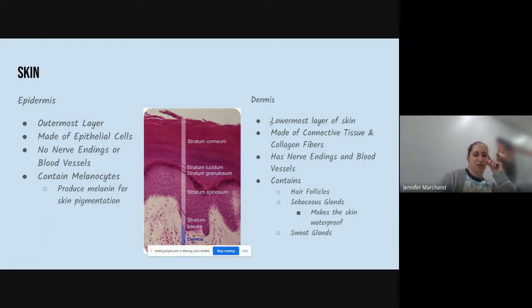But it does contain melanocytes, which produce melanin for skin pigment. So when you go outside in the summer and your skin gets a little more tan or darker, that is because of the melanocytes in your epidermis. Then you also have the dermis, the lowermost layer of skin, made up of connective tissue and collagen fibers. It has nerve endings and blood vessels. This is also where the hair follicles are, the sebaceous glands, which make your skin waterproof, and the sweat glands. Your sweat glands are all the way down here, and they've got to make their way all the way up to get this out of the system.